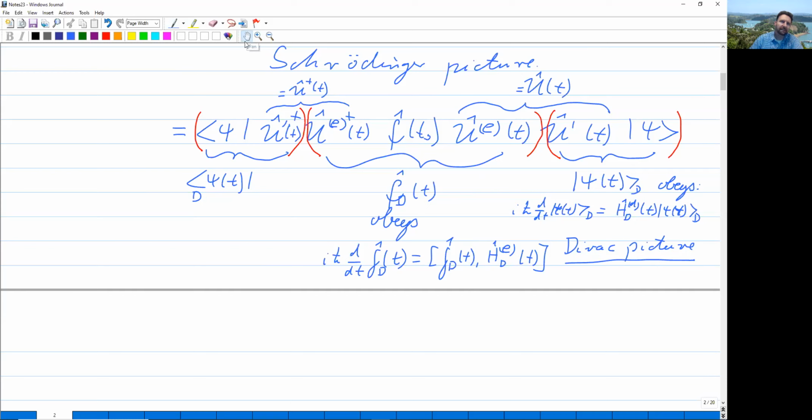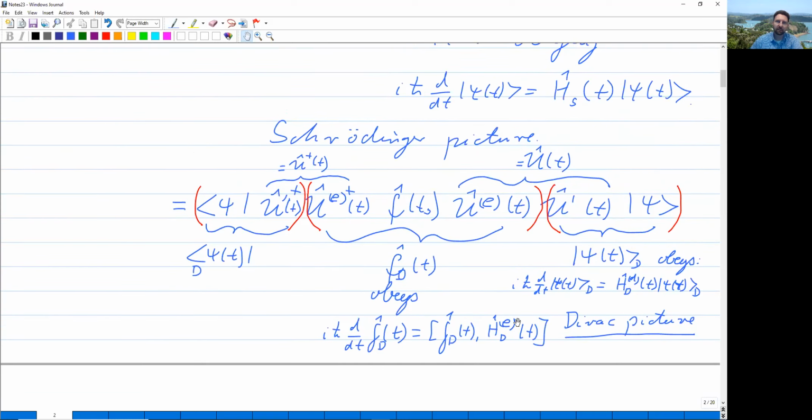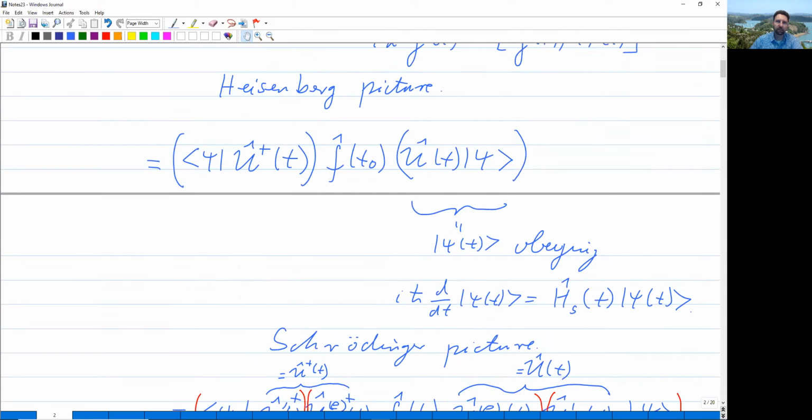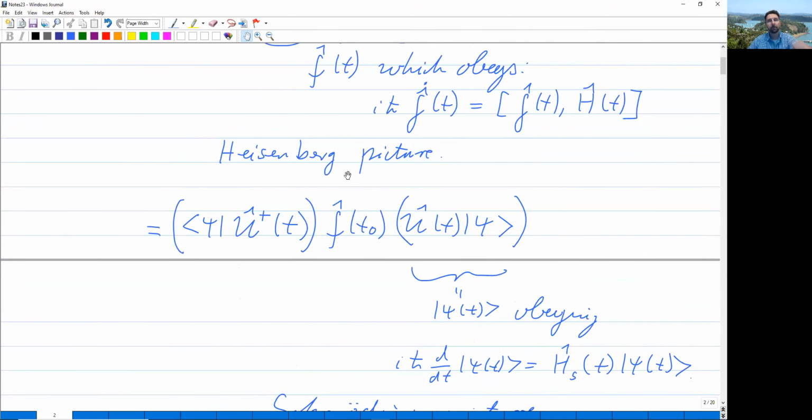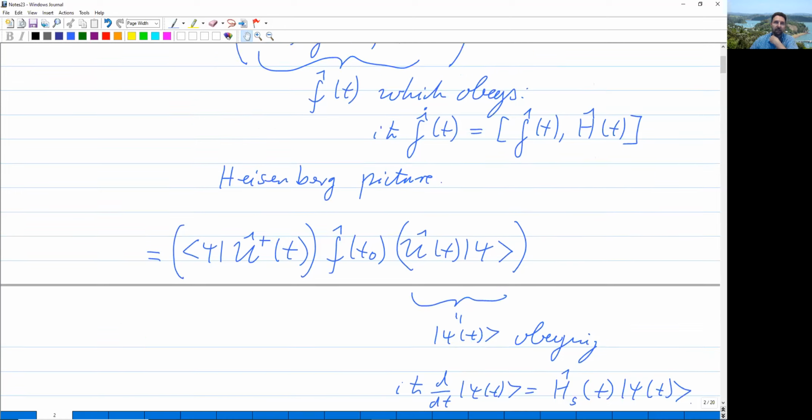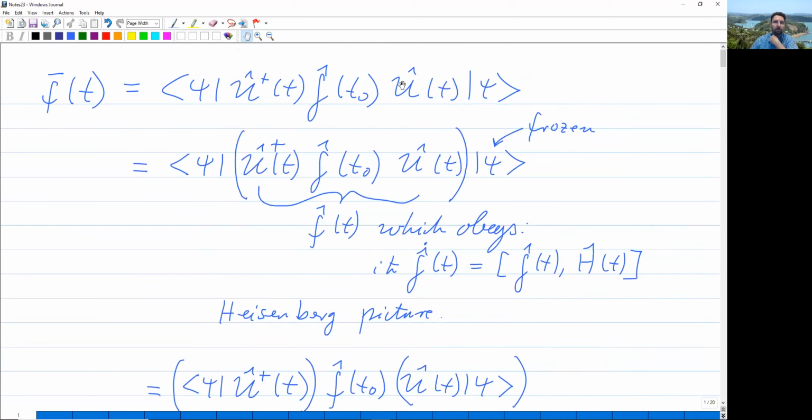Now, there is something that these three pictures, the Dirac picture, the Schrodinger picture, and the Heisenberg picture, have in common. And that is that none of these pictures involves calculating the time evolution operator, right? Because in the Heisenberg picture, we bunch the time evolution operator together with the operators, and then we solve for the operators. We obtain the f hat of t. But that doesn't tell us what U hat of t is.